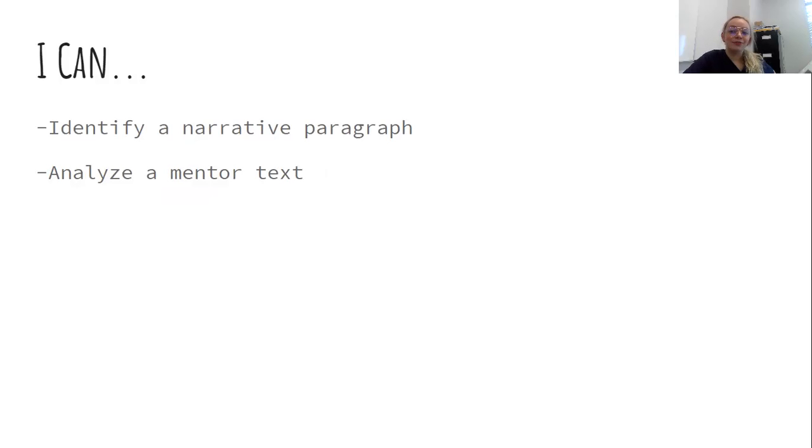Our I can statements for the day are I can identify a narrative paragraph and I can analyze a mentor text. So like our friend Herschel told us when we were looking at the road to writing, today we will read and study a narrative paragraph, and that will help us write our own narrative paragraphs in the future. Let's open up our books to page 40. I'll share on my screen what it will look like so you can see.